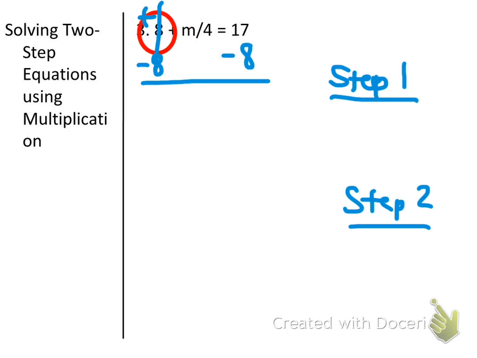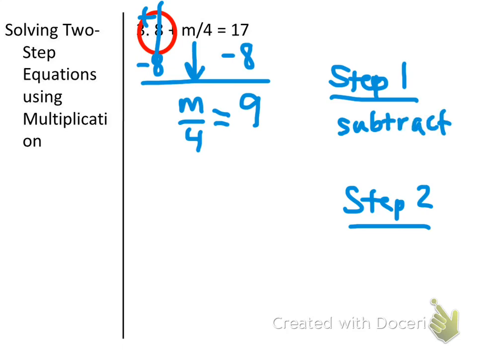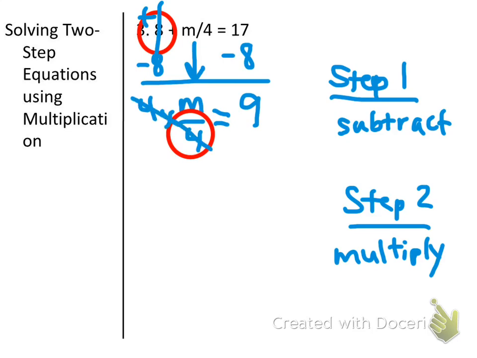17 minus 8 is 9. Bring down m divided by 4 equals 9. Now for my second step, I'm going to multiply or divide. Right here I have a division symbol. It said I divided by 4, so I'm going to do the opposite of dividing, which is multiplying. That's correct. So I'm going to multiply by 4. M equals 9 times 4, which is 36.